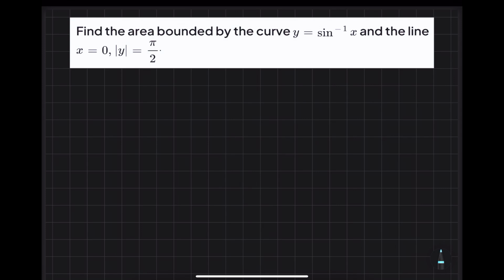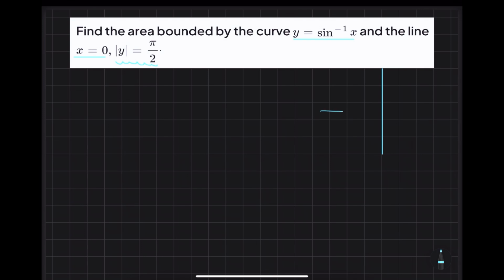So, we've got a new problem in which we have to find the area bounded by the curve y equals sine inverse x and the line x equals 0 with mod y equals pi by 2. So, what we will do? First, we will try to trace the graph of the function and then later we will proceed. So look at this, how we will draw the graph.